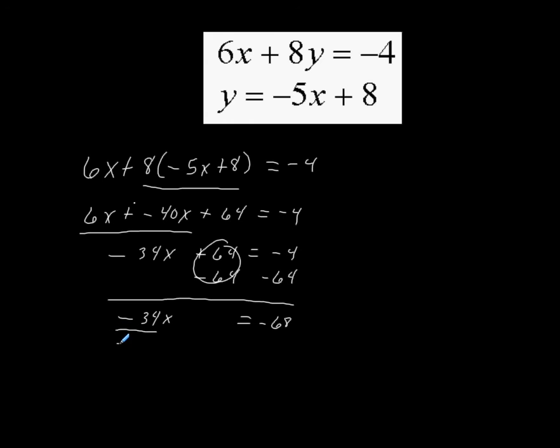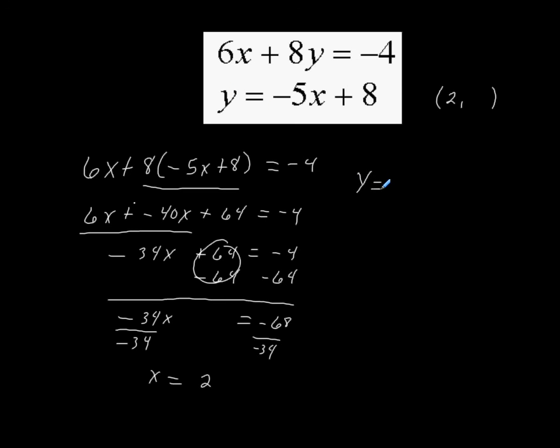Okay, now divide by the negative 34 on both sides. And I would have x then is equal to positive 2. So, I know my value for x is 2. So now the next question is, what is the value of y? Well, either equation works. Let's take the easiest one.